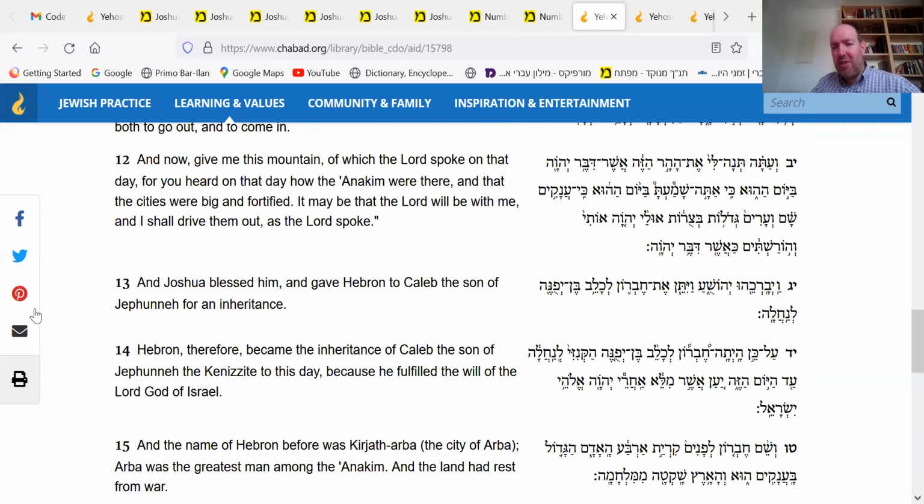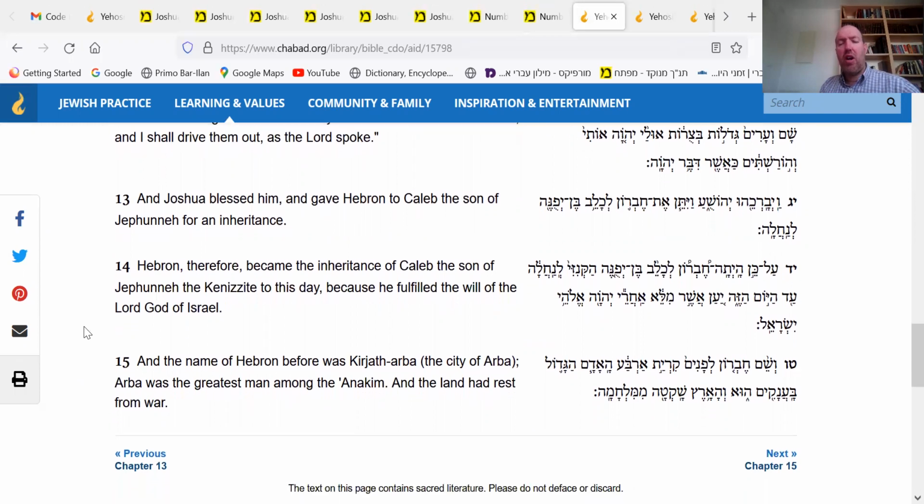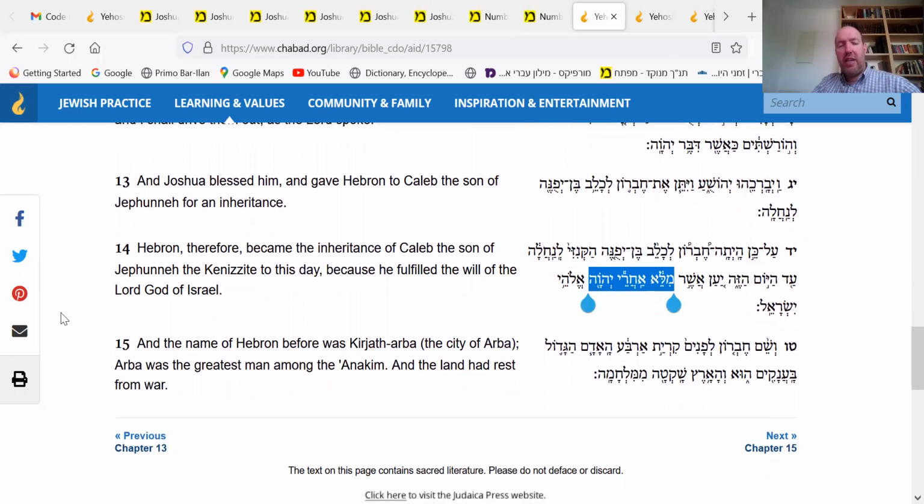Let's see Joshua's response in verse 13. "And Joshua blessed him and gave Hebron to Caleb, the son of Yefuneh, for an inheritance. Hebron therefore became the inheritance of Caleb, son of Yefuneh, the Kenizzite, to this day, because he fulfilled the will of the Lord God of Israel." So here we have that third mention of fulfilling the will of the Lord God, this time by the narrator, emphasizing that this is why he's deserving to get Hebron. "And the name of Hebron before was Kiryat Arba. Arba was the greatest man among the Anakim, and the land had rest from war."